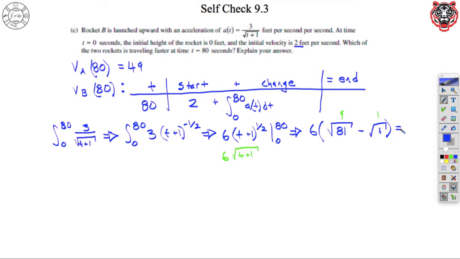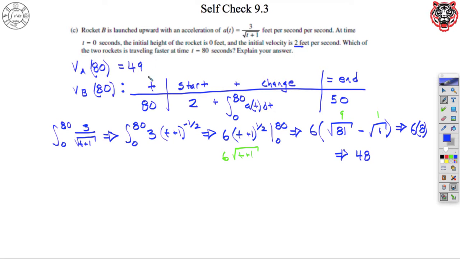So this is going to turn into 6 times 8, and 6 times 8 is 48. Well, it's not really our final answer. The final answer from this integral is 48. So this is saying 2 plus 48. This whole thing is 50, so our end value is 50. So which one is higher, 50 or 49? Obviously it's 50. So VB is higher than VA, and our answer is B is going faster.